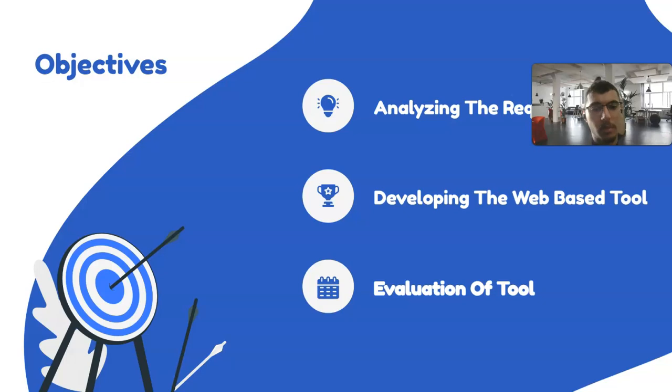Here are the objectives of our project. The first objective would be to analyze the requirements needed to develop a tool that visualizes data related to the 2024 elections, which was done in PSM1. In PSM2, we're focusing on the second and third objectives, which are to develop the actual tool and then evaluate the tool through a survey.